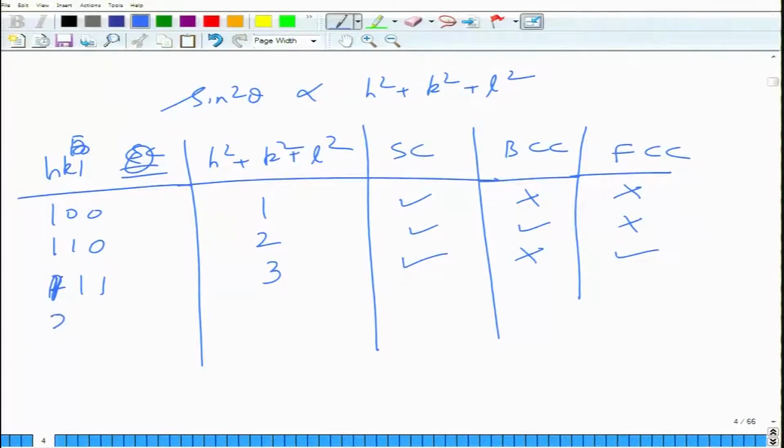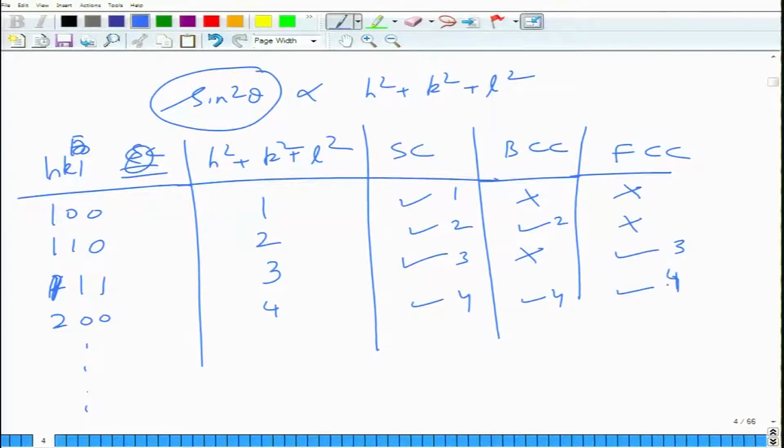You keep on doing this, 2 0 0 gives 4, and that is how you keep working, converting your sin square theta so that you are able to match to one of these. The sequence for simple cubic would be 1, 2, 3, 4 and so on, for BCC it would be 2, 4, 6, 8 and so on, and for FCC it would be 3, 4, 8 and so on. That is how you characterize the crystals.